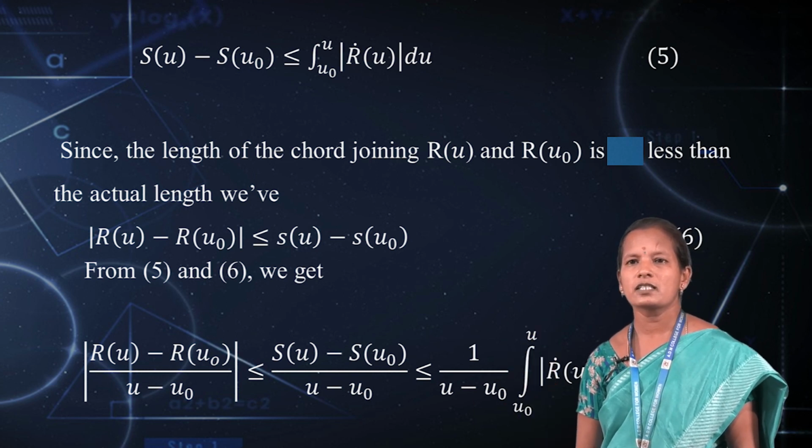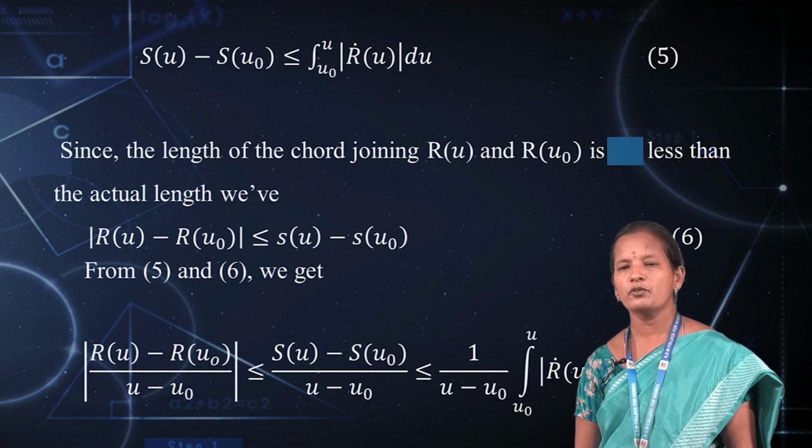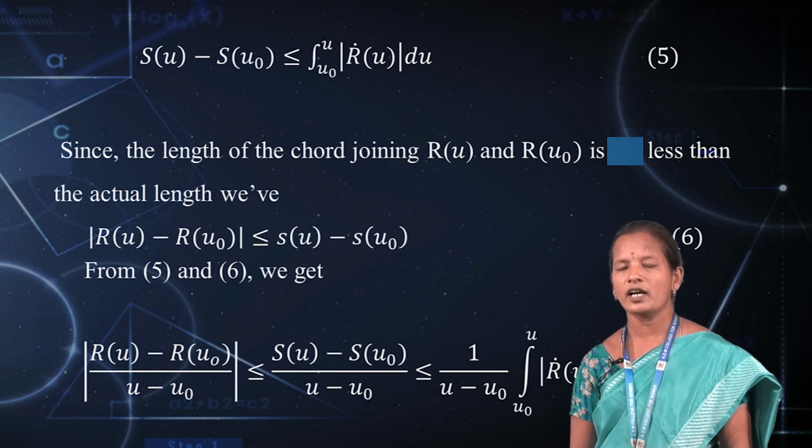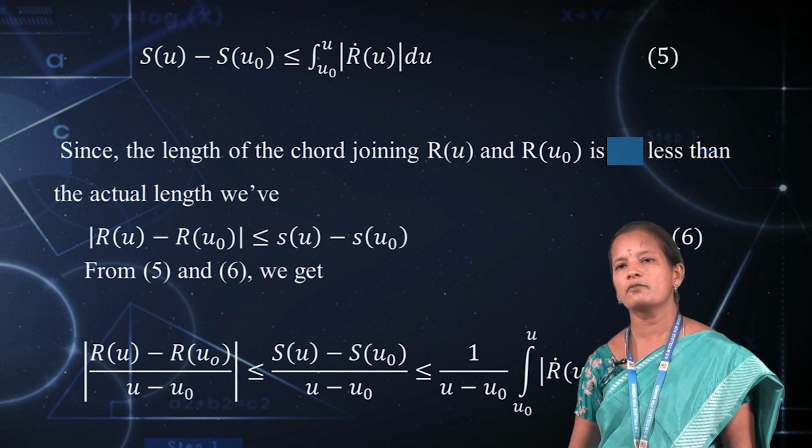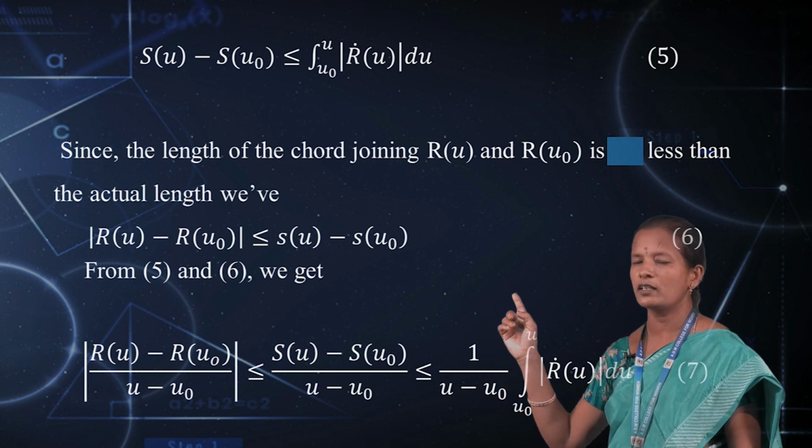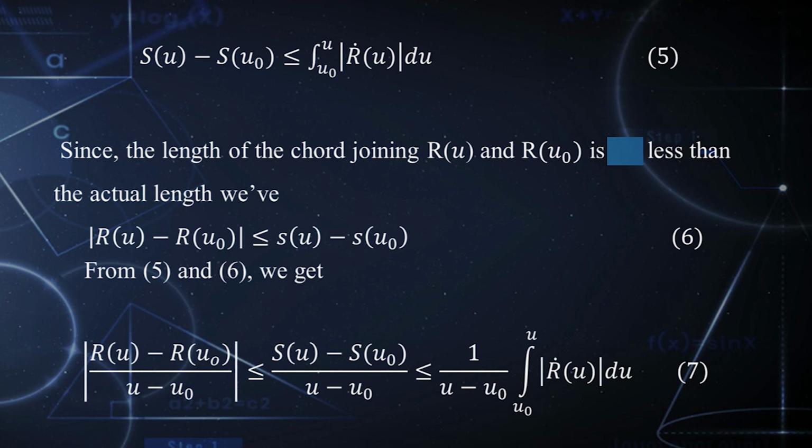That is equation 6. From 5 and 6 we get modulus r of u minus r of u naught divided by u minus u naught less than or equal to S of u minus S of u naught divided by u minus u naught, which is less than or equal to 1 by u minus u naught times the integral of modulus r dot of u du, combining 5 and 6. That is equation 7.